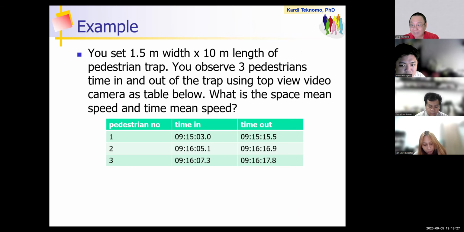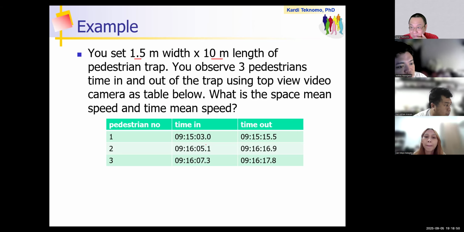So let me give you an example here. Say I have a pedestrian trap. The length I put at 10 meters, and the width is 1.5. Say I have only 3 pedestrians, and this is the time in and time out. So what is the space mean speed and time mean speed?